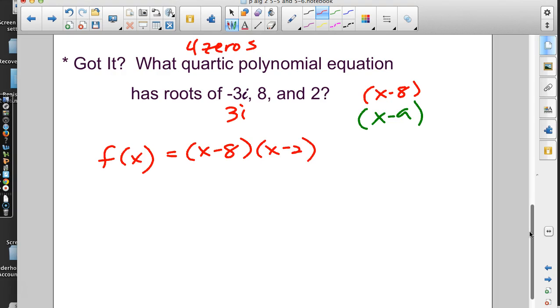Now we got the ugly ones. Where'd they get the 3i and the negative 3i from? Think just like these. x plus 3i and x minus 3i.